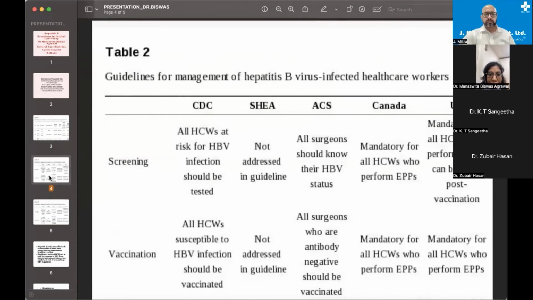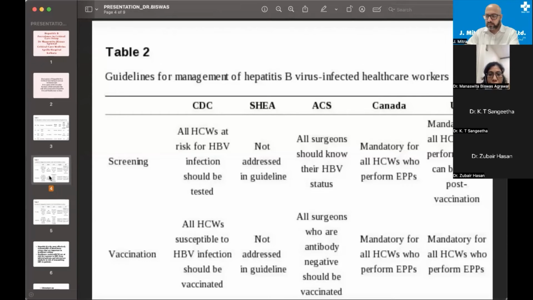So these are the guidelines of management of hepatitis B infected healthcare workers. These are given country-wise. So there's a screening part, there's a vaccination part. However, in India, what we are practicing currently, all healthcare workers, irrespective of the department you are working in, are vaccinated and you have to get your boosters on time. This guideline is a little bit older, which was started when the prevalence was understood among the healthcare workers from the patient pool or vice versa.